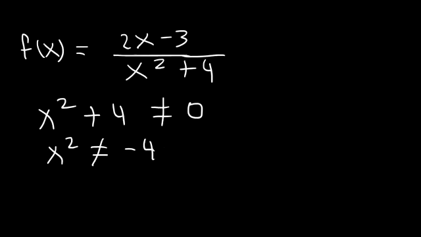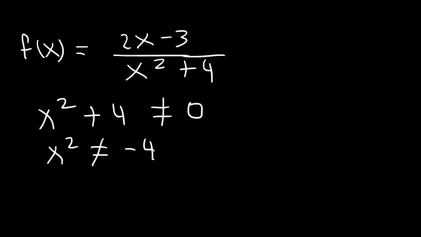Now, this will never happen. Whenever you square a number, you're going to get a positive number, not a negative number. For example, 3 times 3 is 9. Negative 3 times negative 3 is positive 9. So x squared will never equal negative 4. So therefore, regardless of what x value you choose, the denominator will never be 0.